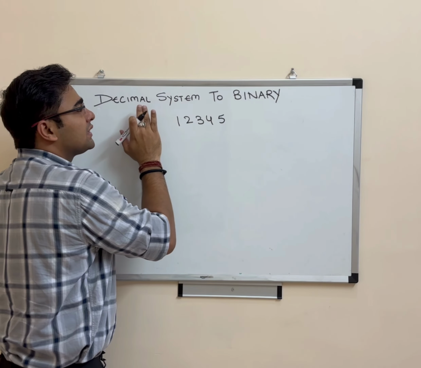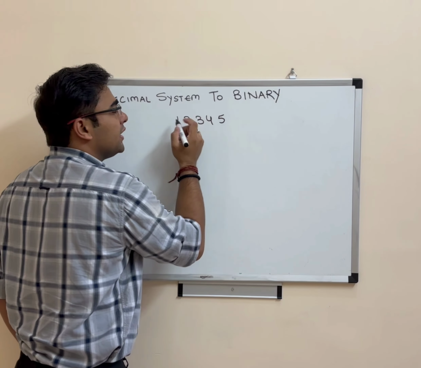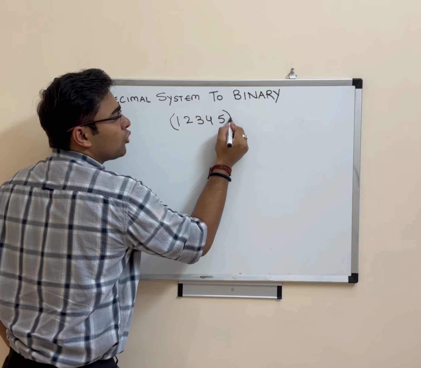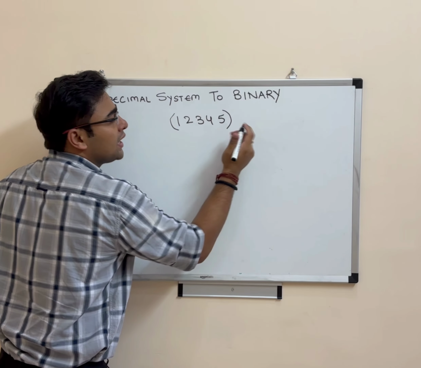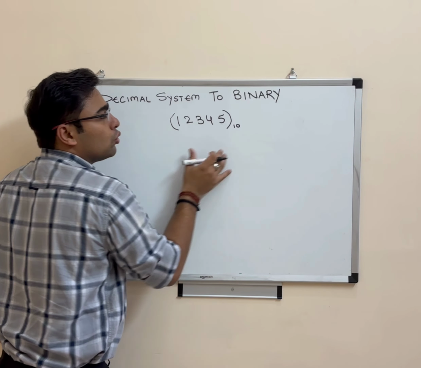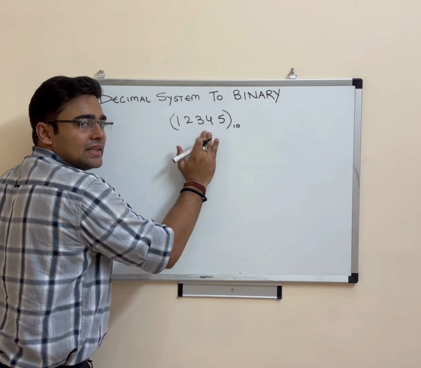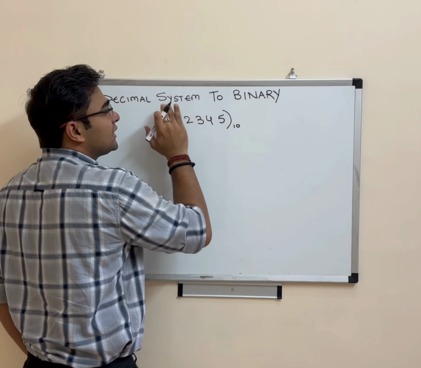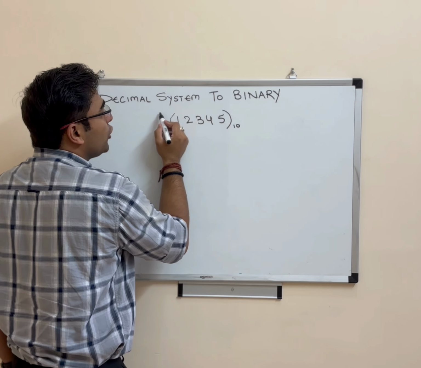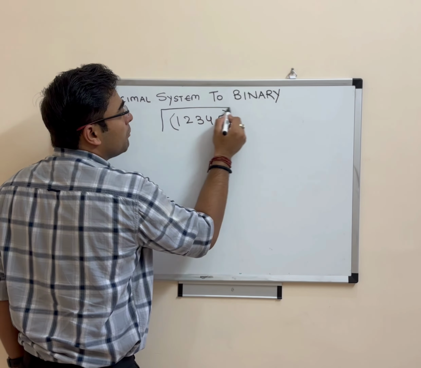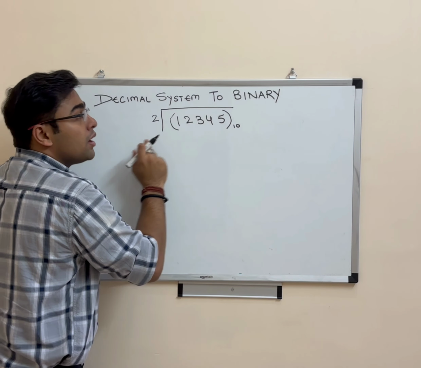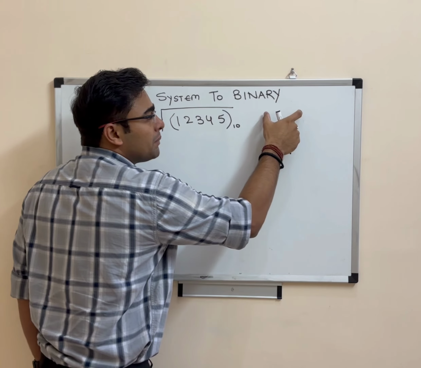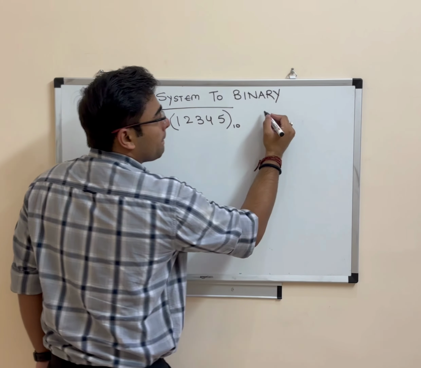So if you want to convert this number into binary, what you'll have to do, if I want to represent this in a decimal system, I'll put a parenthesis and then I'll write a small 10. It will show that the number is in decimal system. So suppose I want to convert this number into a binary number, what I'm going to do is divide this by 2. Why 2? Because binary has only 2 digits, which are 0 and 1. So whatever the remainders will be, I'll write it down here.